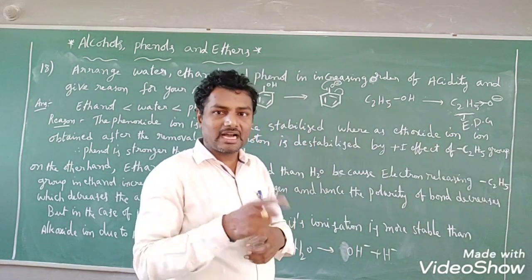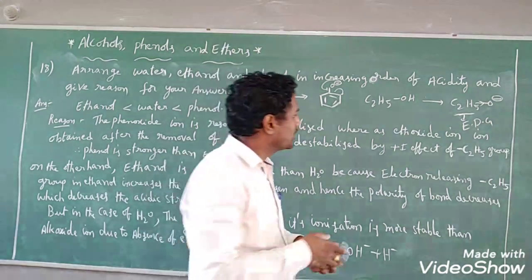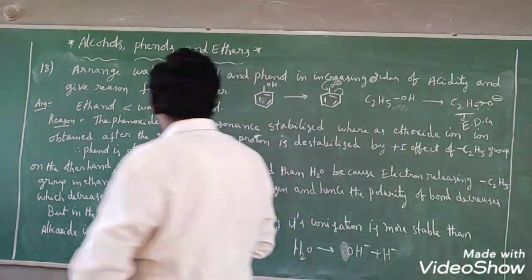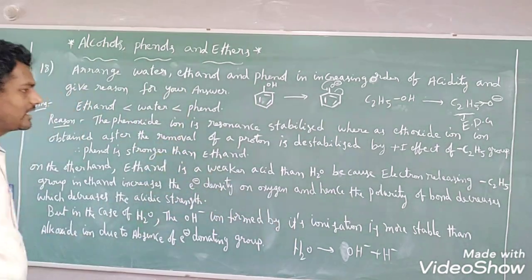Any alkyl group you take, alkyl group is what? Electron donating group. So due to the presence of the electron donating group, the acidic nature will decrease. So we will see the reason. I have given you one idea about this. We will see the reason I have written here.